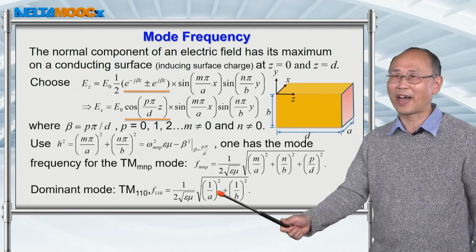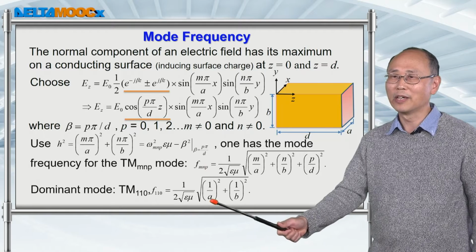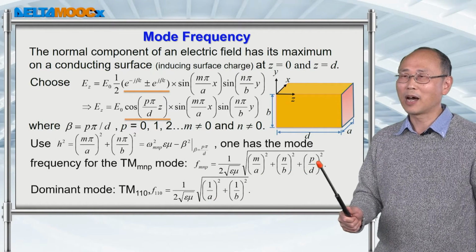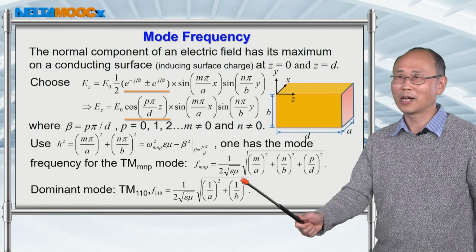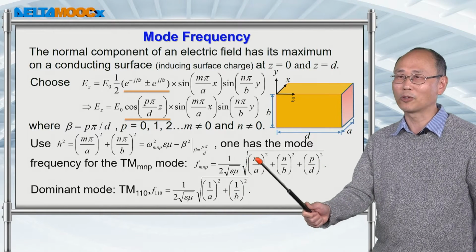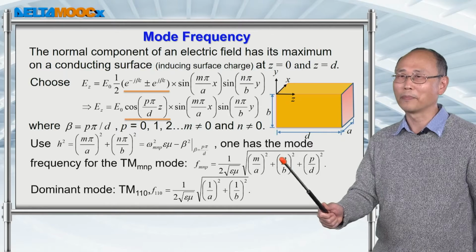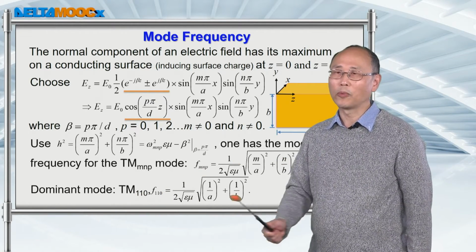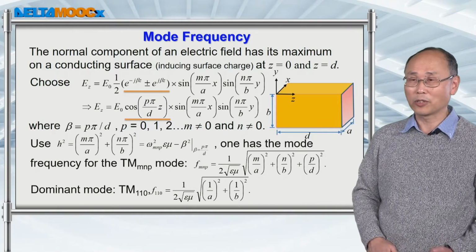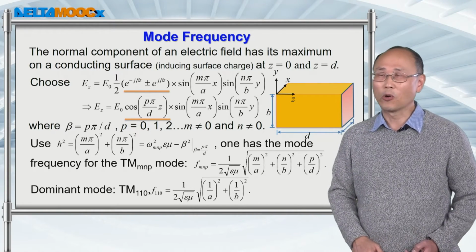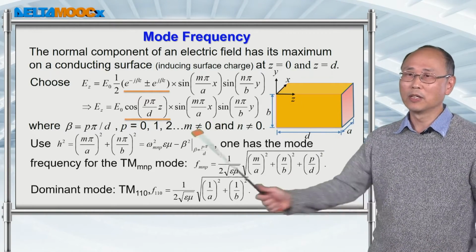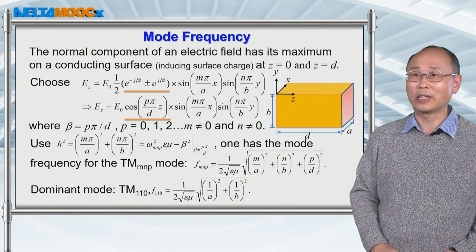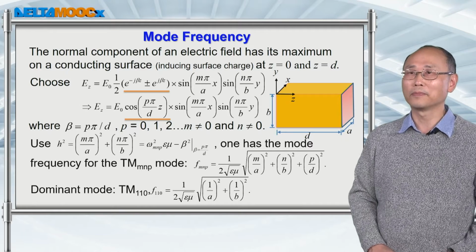So the minimum value of the resonant frequency is going to be equal to this, by specifying p equal to 0. So you have this value with m equal to 1 and n equal to 1. This is the resonant frequency for the TM110 mode, and this is the lowest frequency of the TM mode inside this resonator. So we call this the dominant mode of this cavity for the TM field.